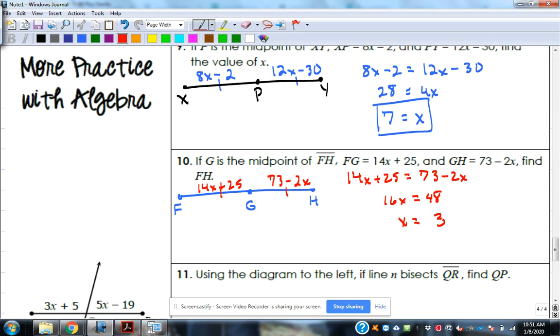Is that the answer we're looking for? Yeah, I've got to plug that in. So how could we do this? What are the ways? They're congruent, so we can find one and double it, or plug it into both of them, whichever way you feel most comfortable. I'm going to go to the 73 minus 2x and just do 73 minus 2 times 3, which would be 67, and then I'm going to double that, and that's going to give me FH. 120 plus 14, 134. Remember that? So just trying to get our algebra practice in today.